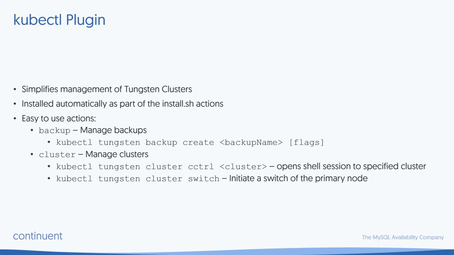There are a whole list of various actions that you can use with the kubectl plugin, and they're all explained in our online docs with examples of how to use them. Also, all of the different flags that you can supply to each of these options are there. For example, kubectl tungsten cluster switch on its own will just initiate a switch as you do with the cluster anyway in cctrl. But if you wanted to, you could supply the name of a host there if you wanted to switch to a specific host. All of those options are explained in our online documentation.